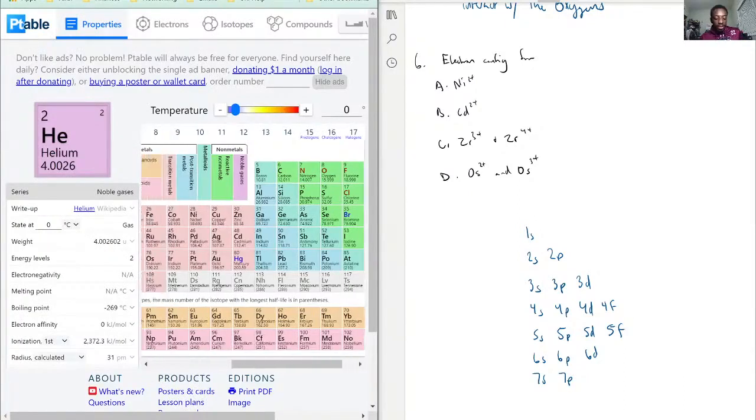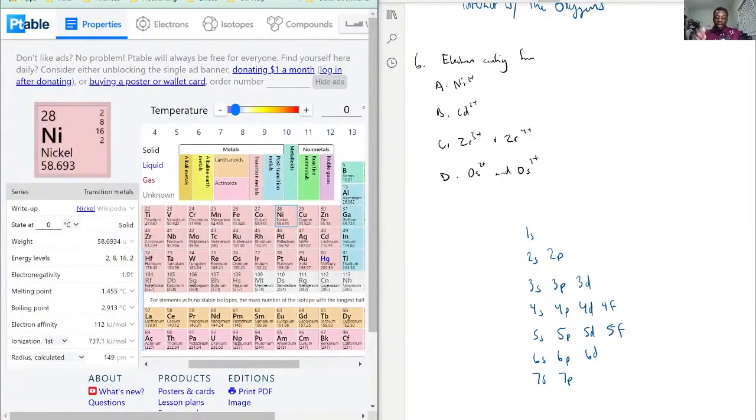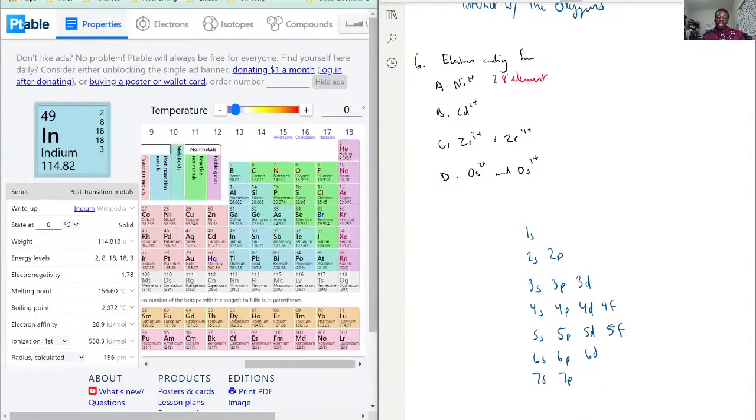Okay, so now let's look at the periodic table. Nickel is the 28th element. We want to cross through all the different shells to get to the 28th element. The first thing we'll see is that hydrogen and helium count as your 1s row. So we have the 1s completed, 1s2, as we make our way all the way to nickel.